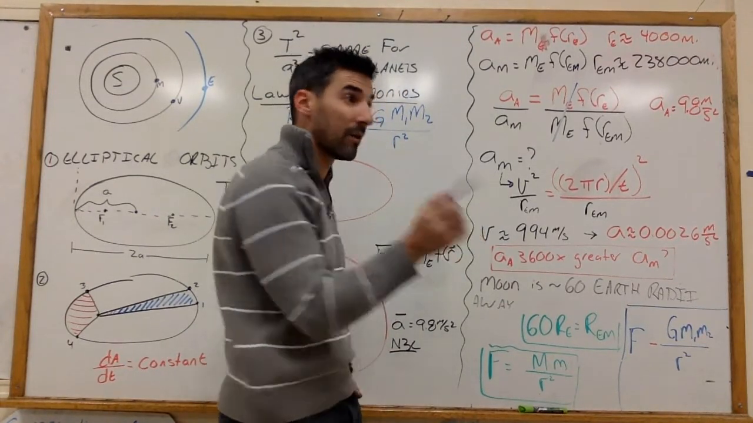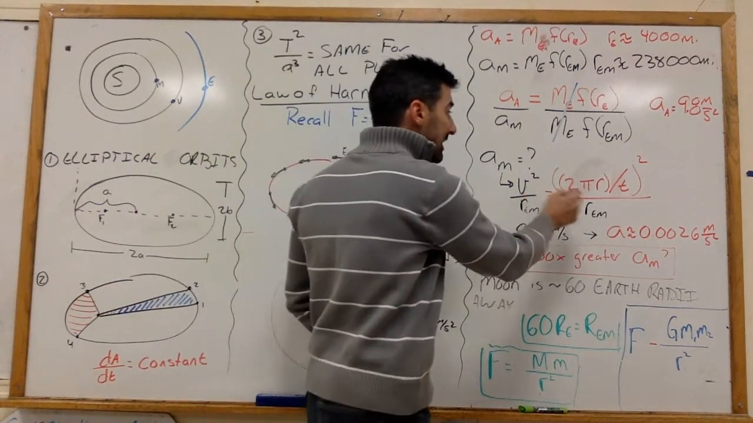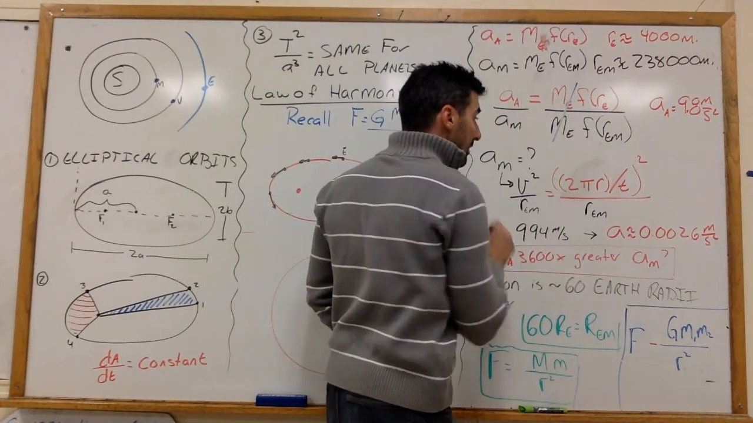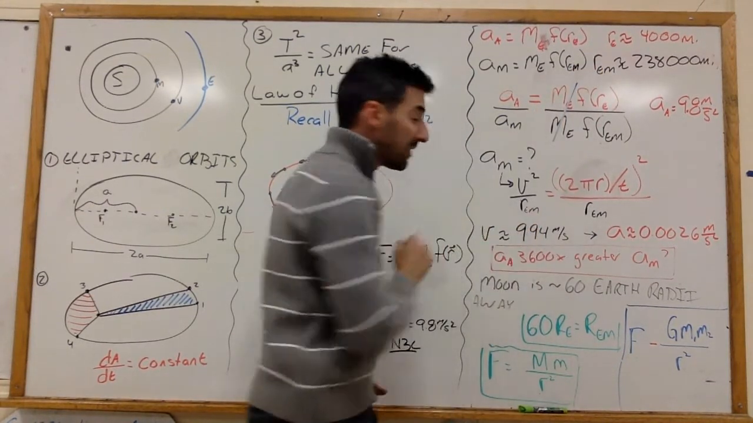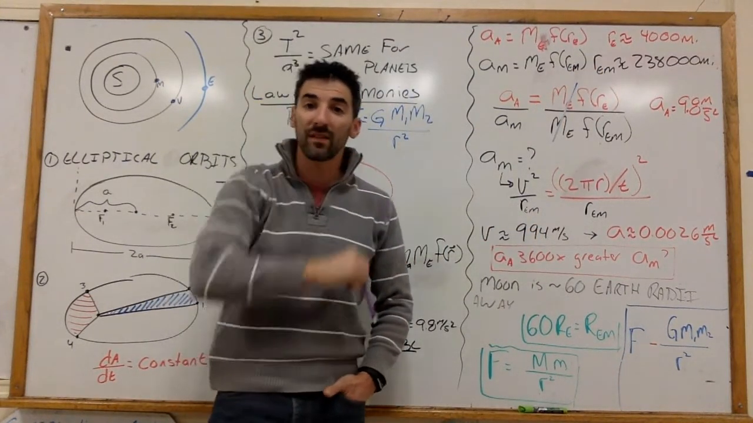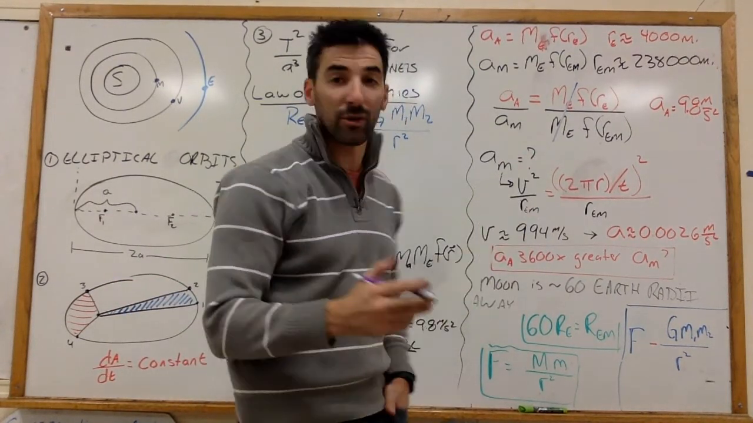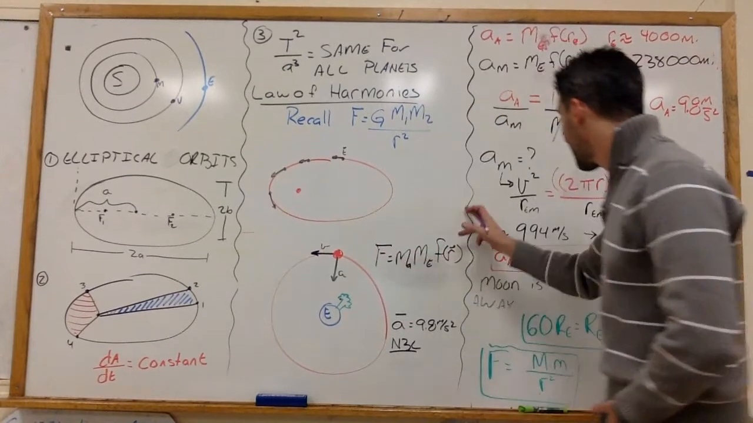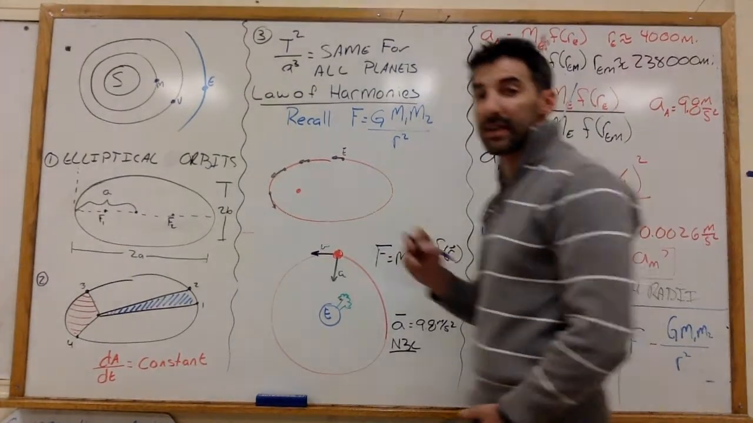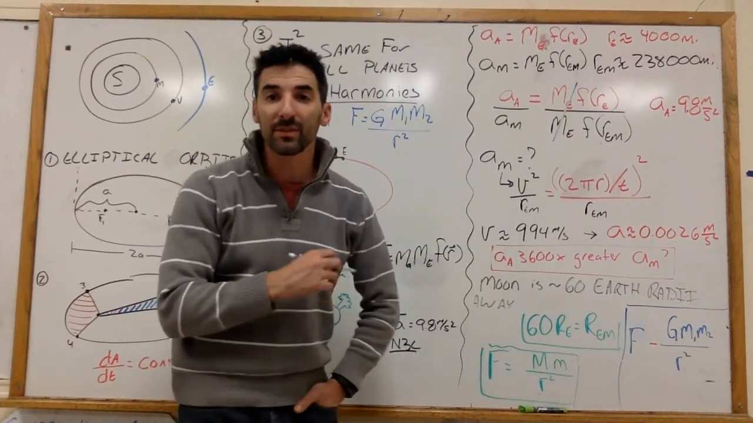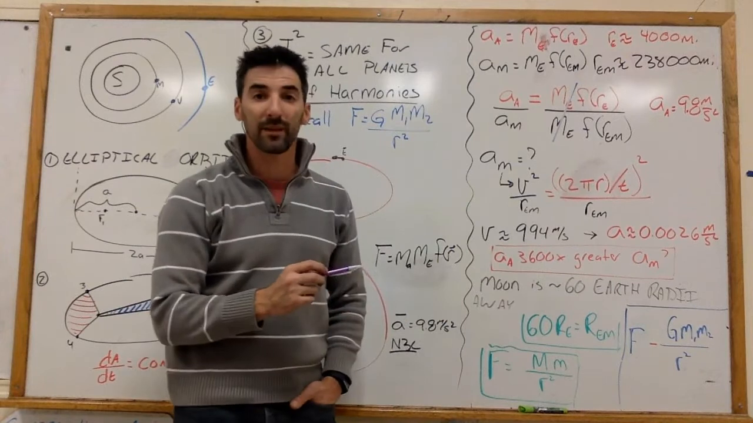To do that, I have no idea what the velocity of the moon is going around the Earth, but I do know that it's simplified into some circular orbit. So I know its distance over time, 2 pi r divided by t. I divide that by how far away it is. I get a velocity of the moon around the Earth to be about 1,000 meters per second. I plug that into my centripetal acceleration, v squared over r, and I get an acceleration of about 0.0026 meters per second squared.